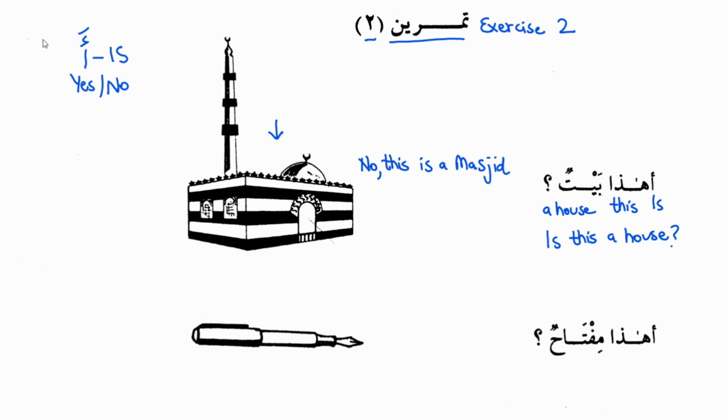Now we will write in Arabic. For each term, we will translate into Arabic first, okay? So for no, we will write la. La means no in Arabic. For this, we will write haza. And for a masjid, we will write masjidun, okay? So the question, Ahaza baytun, is this a house? The answer is no, this is a masjid.